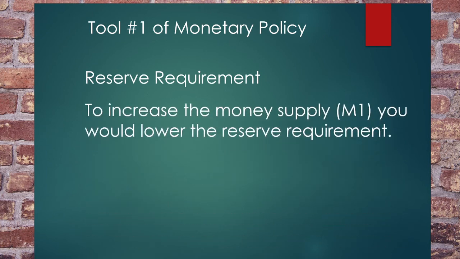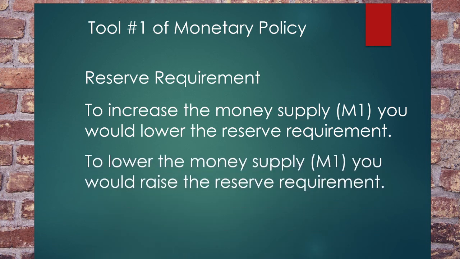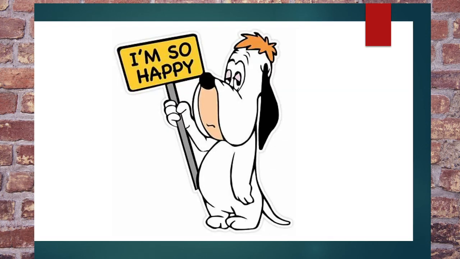So you have just been shown tool number 1 of monetary policy, reserve requirements. To increase the money supply, you lower the reserve requirement. To lower the money supply, you raise the reserve requirement. The amount of money created and the reserve requirement have an inverse relationship. Okay, that's how I feel.